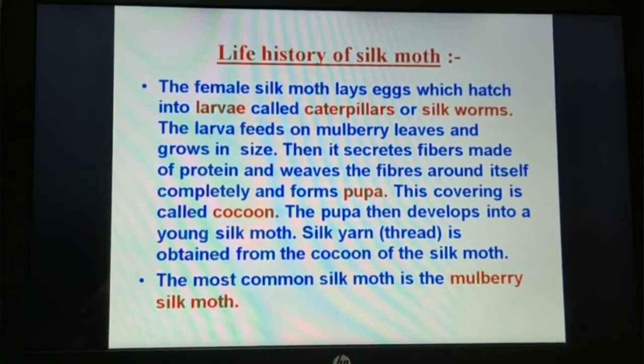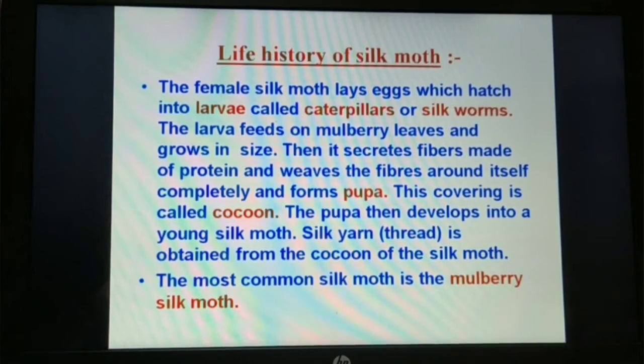The female silk moth lays eggs which hatch into larvae called caterpillars or silkworms. The larva feeds on mulberry leaves and grows in size. Then it secretes fiber made up of proteins and weaves the fibers around itself completely and forms pupa. This covering is called cocoon. So here they have defined pupa and cocoon. Please take down these points in your notebook.